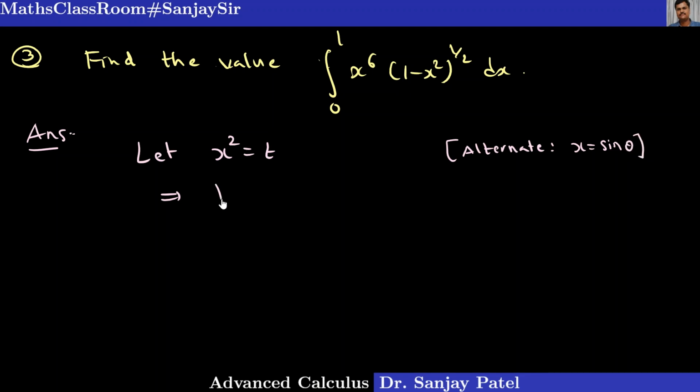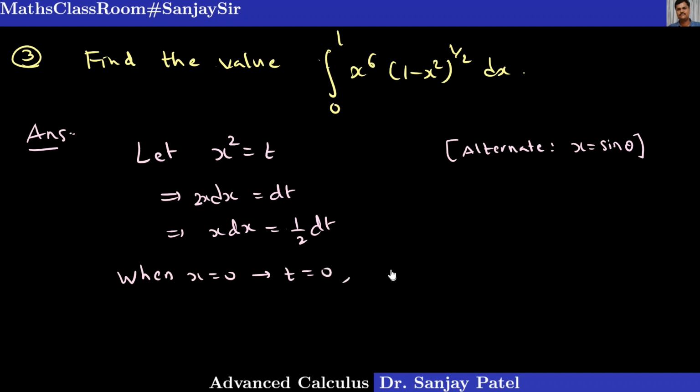Now x square is equal to t gives us 2x dx is equal to dt. Okay, and therefore what you will get is x dx is equal to 1 by 2 times dt. And when x is equal to 0, we have t is equal to 0. When x is equal to 1, we have t is equal to 1 from this substitution.